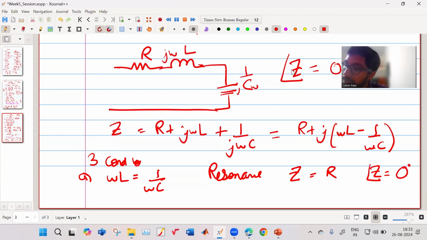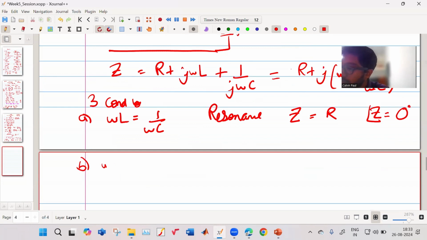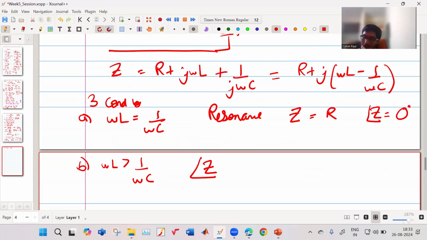But now, assume omega L is greater than 1 upon omega C. Then what will be your angle of Z? Between 0 to 90 degrees, sir. Yes, because in this case, though there is a capacitance and an inductance, the circuit will behave in an inductive manner because your inductance is dominating over your capacitance. That's why your angle can range between 0 to 90 degrees.